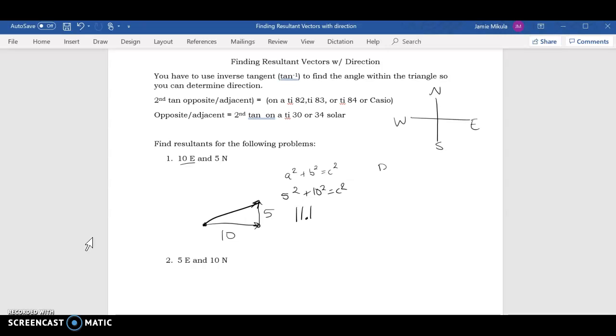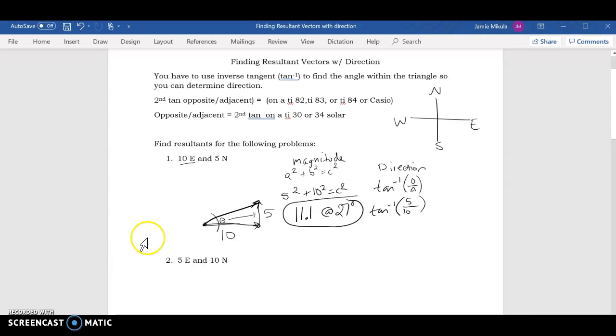And then you have to find the direction. So that was the magnitude. And to do the direction, you're going to do tan to the negative 1, and that's opposite over adjacent. This is the angle we're looking for. The opposite is going to be 5. The adjacent is going to be 10. So when I do that, second tan, 5 divided by 10, close my parentheses, I get 26.5 degrees. So I'm just going to say at 27 degrees. There's your answer for the first one.